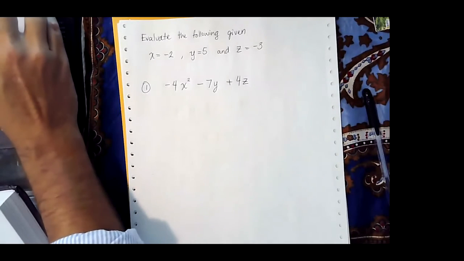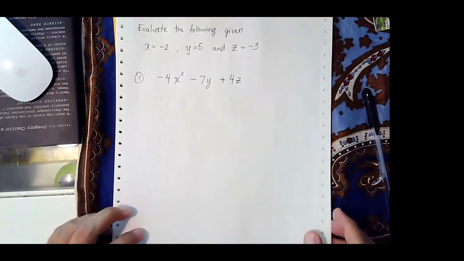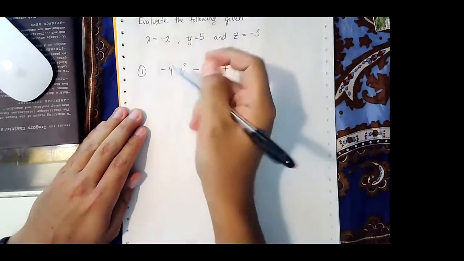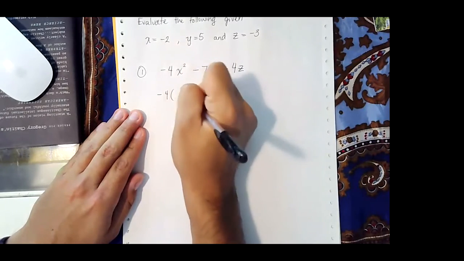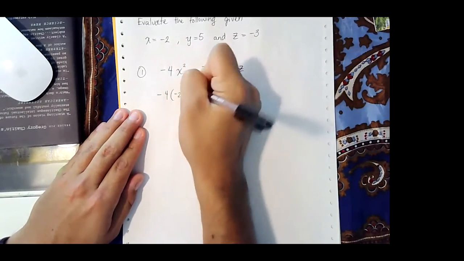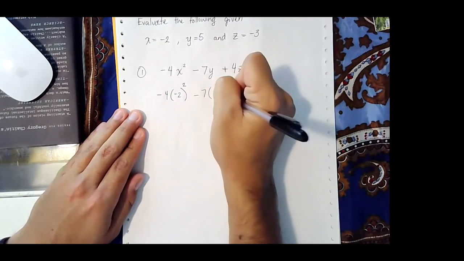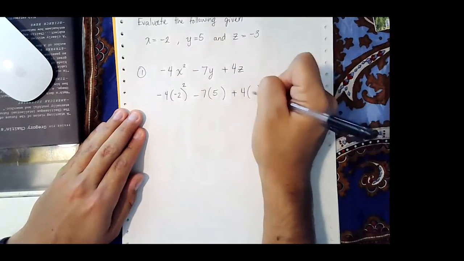Oh, cool. A few people are finishing that up. And it looks like we got some sort of consensus here that it should be negative 63. Let's see if that's correct. So let's go ahead and plug this in. x is negative 2, so I'm going to write that squared. Minus 7 times y, which is 5, plus 4z, which is negative 3.